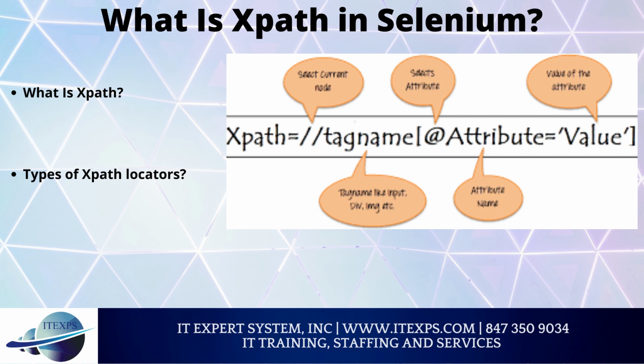XPath examples. There are two types of XPath. Absolute XPath is the direct way to find the element. But the disadvantage of the absolute XPath is that if there are any changes made in the path of the element, then the XPath fails. And relative XPath. For relative XPath, the path starts from the middle of the HTML DOM structure. It starts with a double //, which means it can search the element anywhere on the web page.